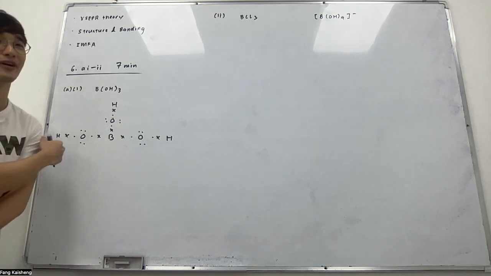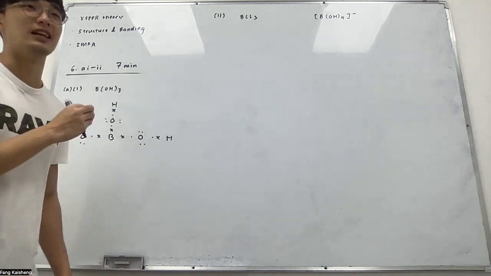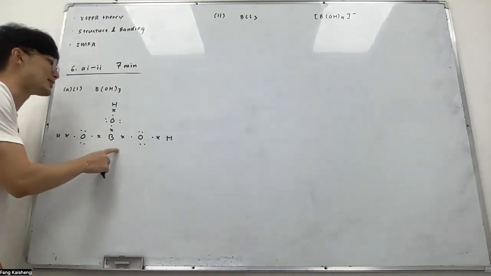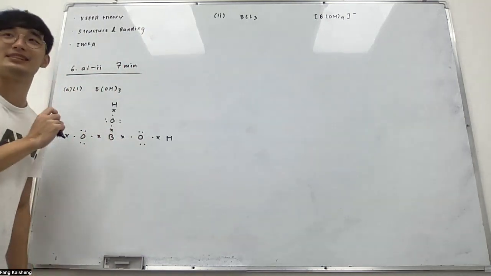Lone pair? No, that's not correct. Actually, this is the answer already. Boron has how many valence? 3. 3 valence, 3 crosses, finish. Okay, I know sometimes it's tempting to put something here, right? Okay, no. Okay, that's your answer.